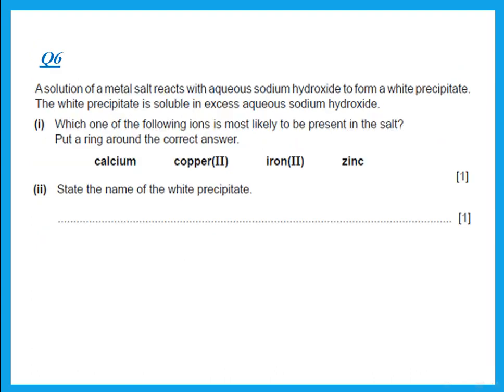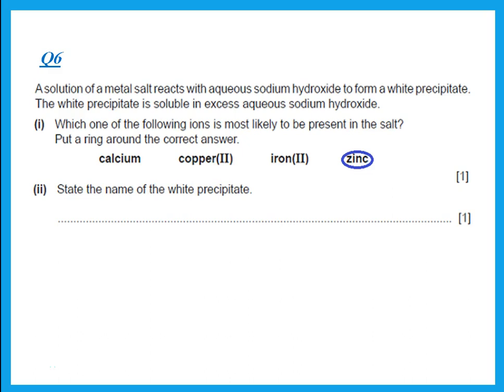A solution of a metal salt reacts with aqueous sodium hydroxide to form a white precipitate. The white precipitate is soluble in excess. We said which of these choices would give, with sodium hydroxide, white precipitate soluble in excess. Remember, the calcium would give white precipitate, but the white precipitate is insoluble. Copper 2, of course, will give what? Blue precipitate. Iron 2 will give green precipitate. It is the zinc that will give white precipitate soluble in excess.